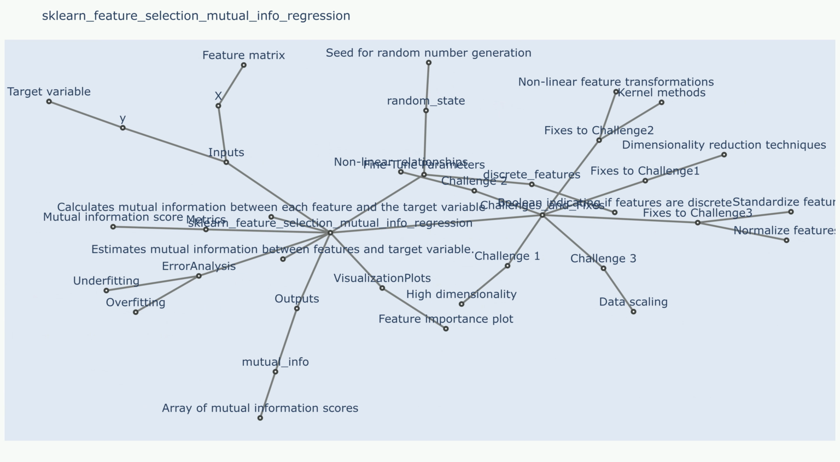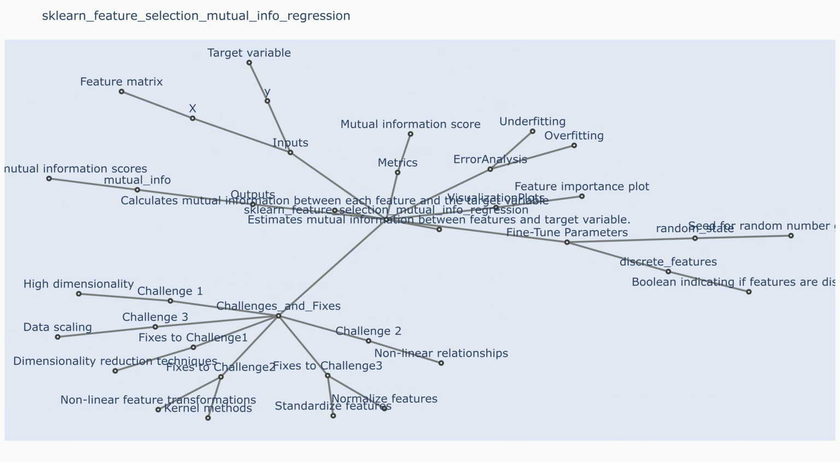Steps. Calculate the empirical probability distribution of the features and the target variable using a non-parametric method, e.g., using histograms or kernel density estimation. Calculate the joint probability distribution of each feature and the target variable.